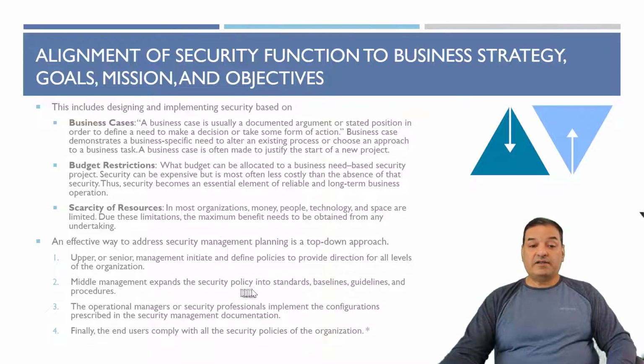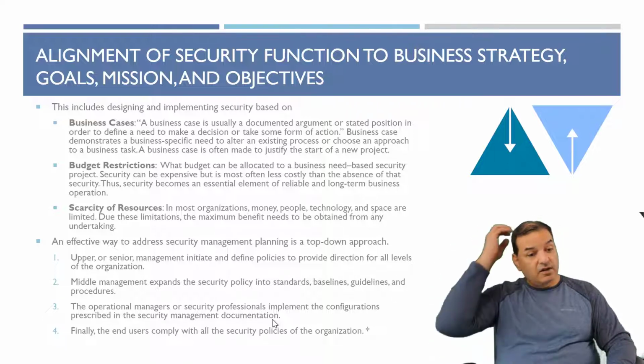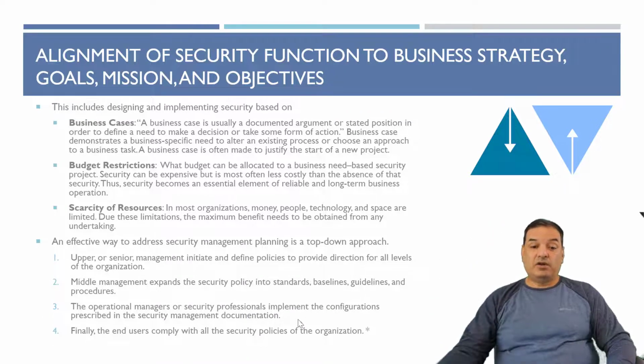Middle management expands the security policy into standards, business baselines, guidelines, and procedures. The operational managers or security professionals implement the configurations prescribed in the security management documentation. Finally, the end users comply with the security policy of the organization. And this is an important point, I want to emphasize again. So senior management defines policies, middle management expands the policies into standards, baselines, and guidelines. Operational managers and security professionals implement the configurations, and finally the users experience the technology and comply with the policy.